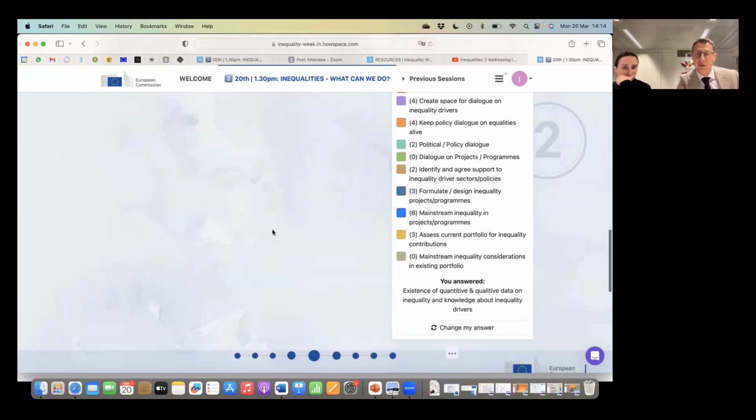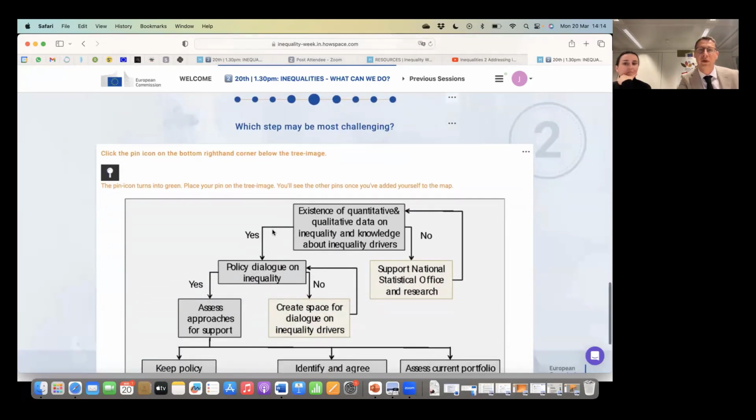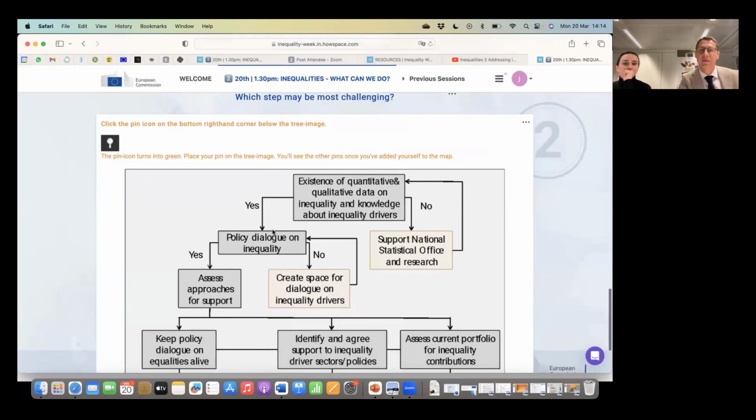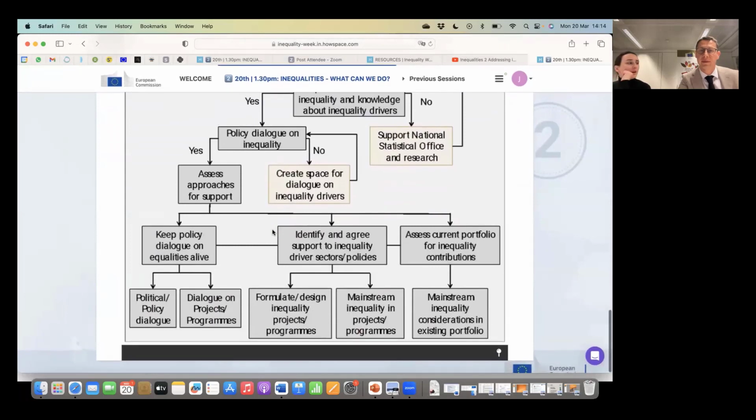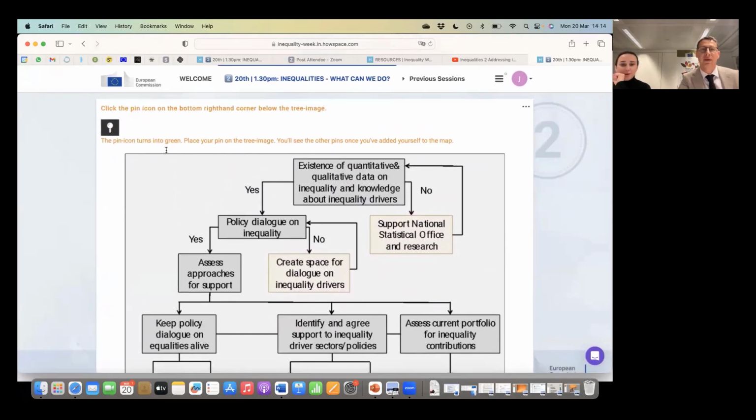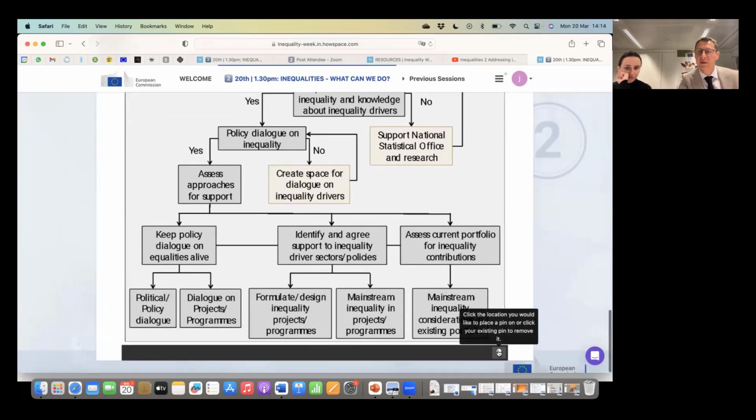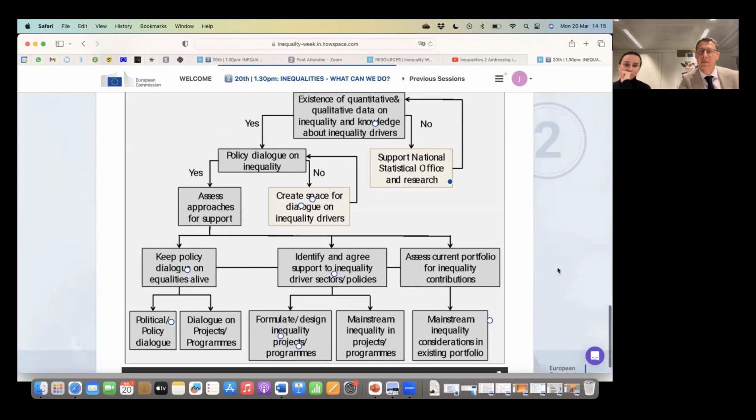Okay, perhaps we can look at your second question: which step may be the most challenging for you? Maybe we can give you 1 or 2 minutes to answer this question. So you have to take the pin icon that you can see here and pin it somewhere. You see the pin here I'm playing with that becomes green. You can place it somewhere. So keep on placing your pins.